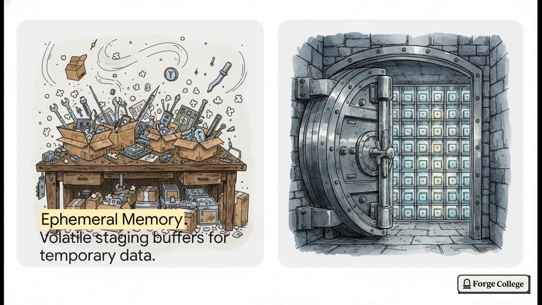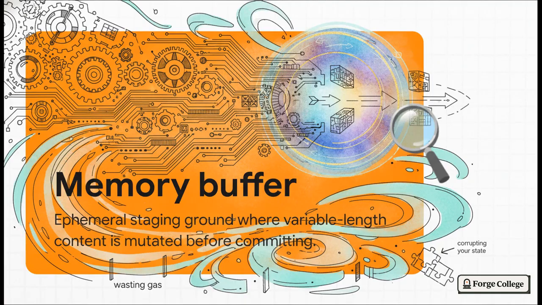Now contrast that with persistent storage on the right, which is the canonical permanent EVM state layout. That is a rigidly structured, heavy-duty vault. You don't build things in the vault, no way. You build them out in the staging ground, and then carefully, deliberately move them over. So let's formalize that idea for a second. A memory buffer is an ephemeral staging ground where variable length content is constructed or mutated before committing. And the absolutely crucial word there is committing. There's a very, very precise choreography required here to safely and efficiently commit this volatile data into those persistent storage slots, and you've got to do it without wasting a ton of gas or, worse, corrupting your state.